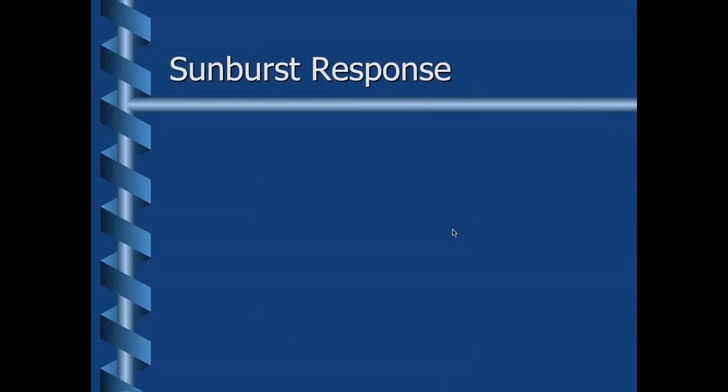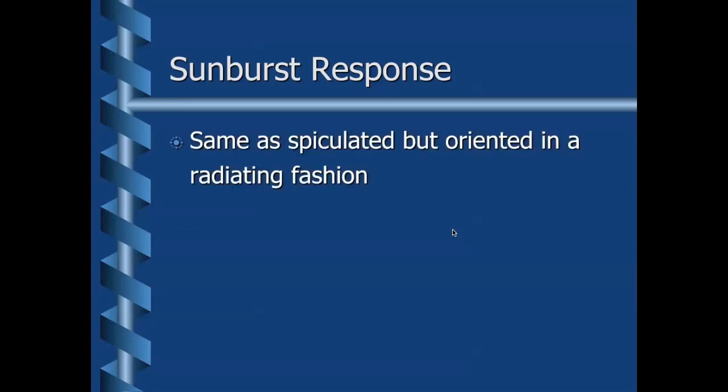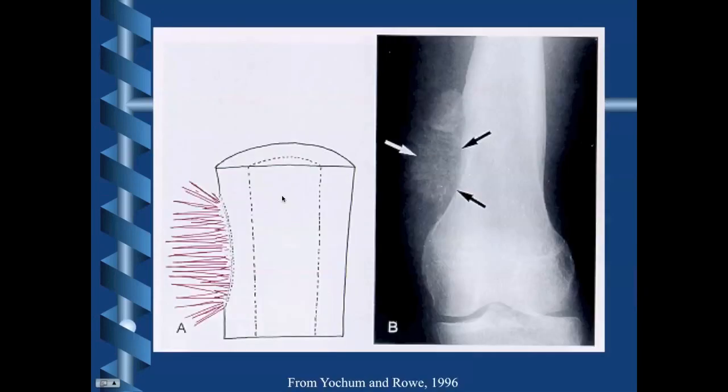The sunburst response is similar to the spiculated response, but it forms in a fan-like fashion. It's the same as the spiculated, but orientated in a radiating or fan-like fashion. So this is the example. It looks very similar, but it's more fanned out, radiating, rather than the spicules just coming straight out. What's happening here at the margins is it's fanning out like that. It's a little bit easier to see on a good quality X-ray. These are obviously just pictures, and it's easier to see the individual spicules in the spiculated response or the sunburst response.